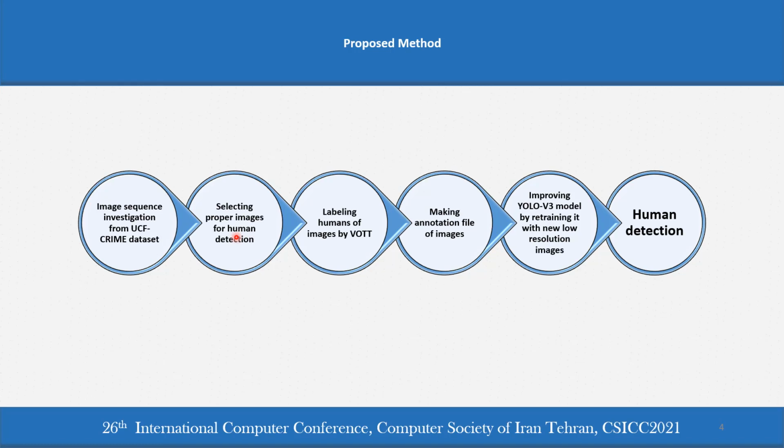After preparing a proper low-resolution dataset, we create an annotation file for them to retrain YOLO version 3 on low-resolution images. Next, information about the people within the image will be collected by the model based on the detection result achieved by the human detection system. After the training process, the model is run on our test images and human detection is achieved.